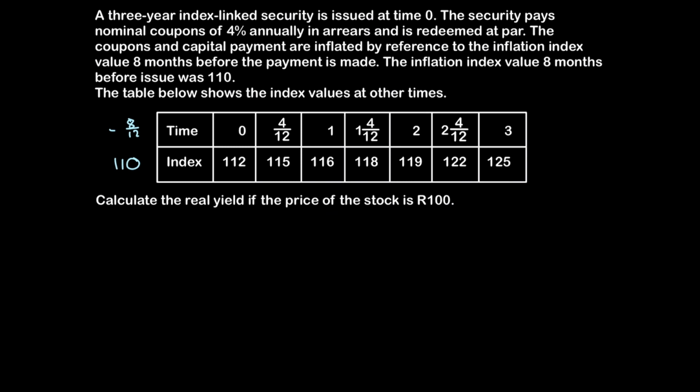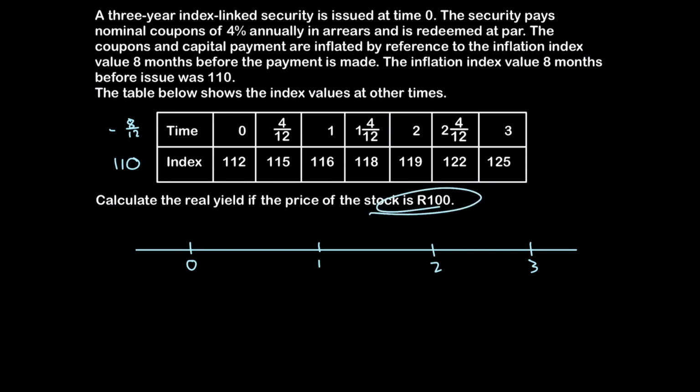Okay, so first let's get a grasp with when cash flows are occurring and what their nominal values are. So if we have a timeline over here, we know that this index-linked security is a 3-year security. So obviously it has a time period of 3 years. Okay, and we are going to be buying the security for 100 Rand. So we have minus 100 at time 0. And at these points in time, we will receive coupon payments. And at time 3, we will also receive a redemption payment.